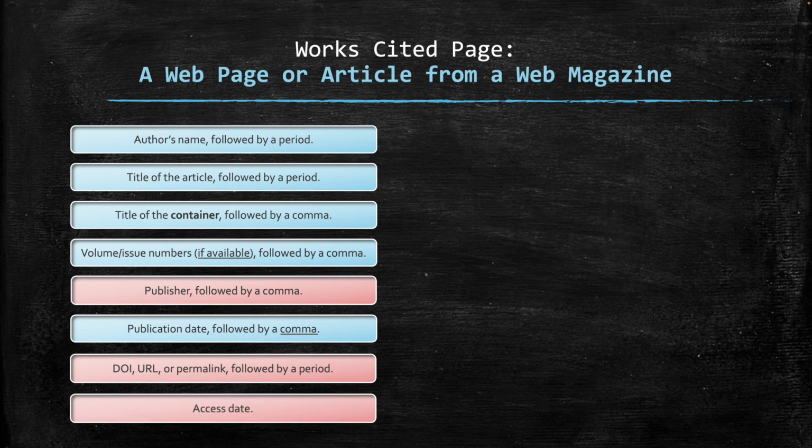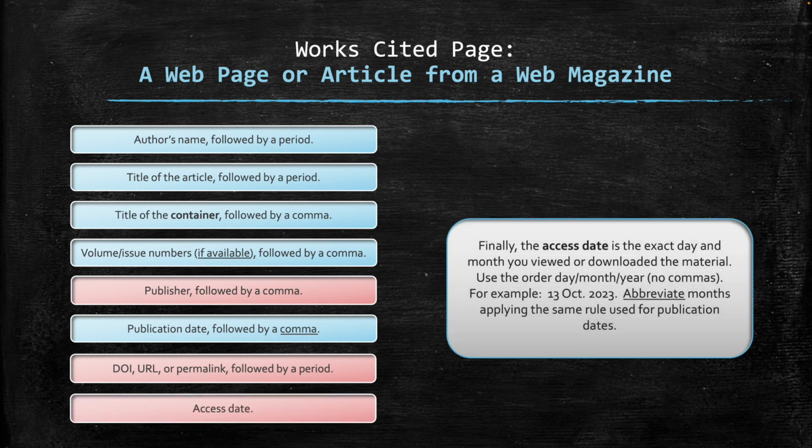Finally, there is the access date. And this is the exact day and month that you viewed or downloaded the material. When you put the access date in your works cited entry, use the order day, month, year with no commas. So for example, 13 October 2023, and then abbreviate the months as well. And to abbreviate them, you apply the same rule used for publication dates. If you need to review that, that's in the second video on periodicals. So abbreviate the months in your access date. And then that would be finished off with a period.